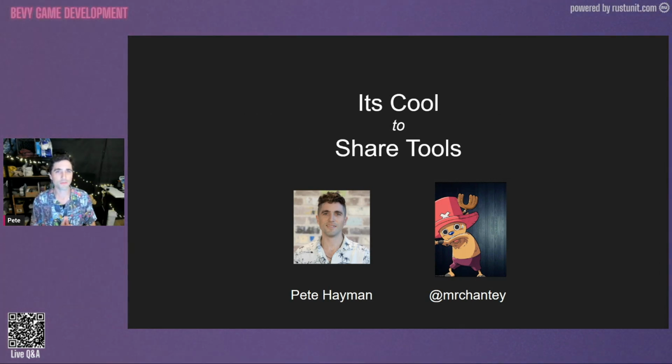Anyway, I'm going to talk about two crates that I've been exploring, two areas that I've been exploring. Particularly what I'm interested in is how different ecosystems can empower each other by sharing tools. It's kind of a space that I've been looking into.